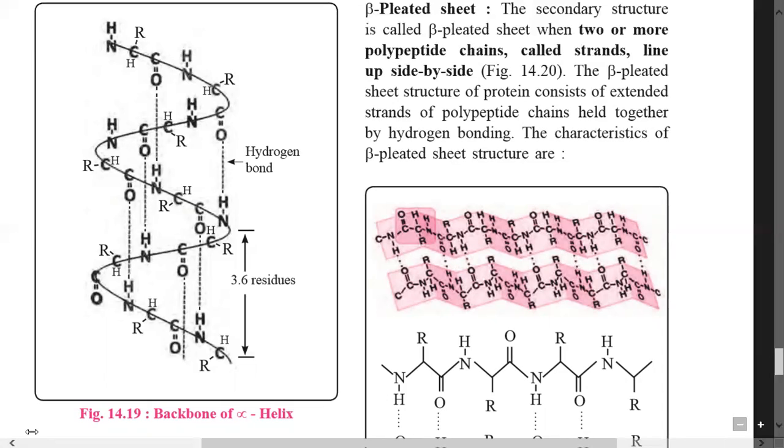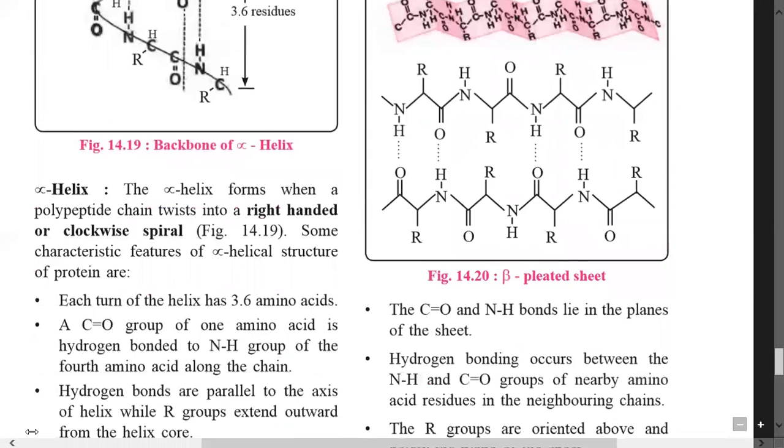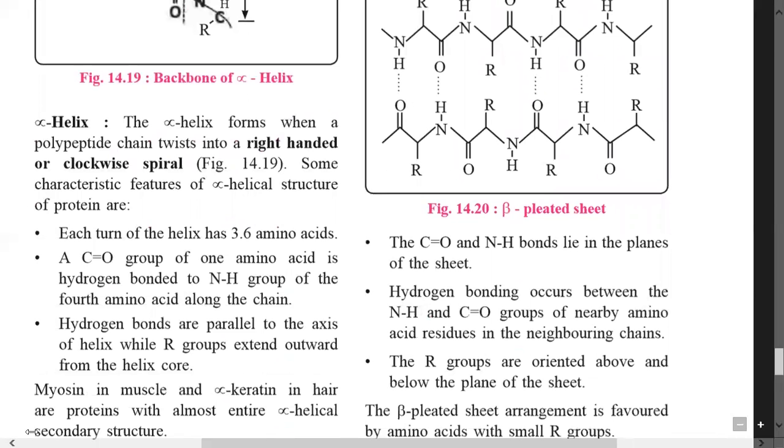So this CO group of the first amino acid gets bonded with the NH group of the fourth alpha amino acid. See, it is how. So it is first, then it is second, then it is third, and this is the fourth, and this is the NH group of the fourth alpha amino acid. So that is linked in the alpha helical structure. So that is the second characteristic of the alpha helical structure of protein.